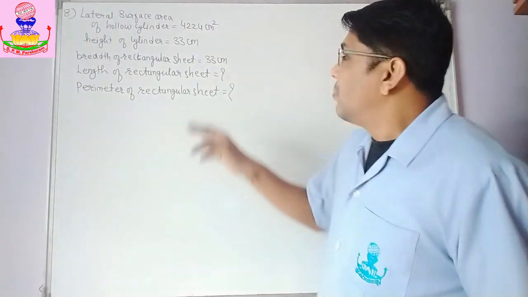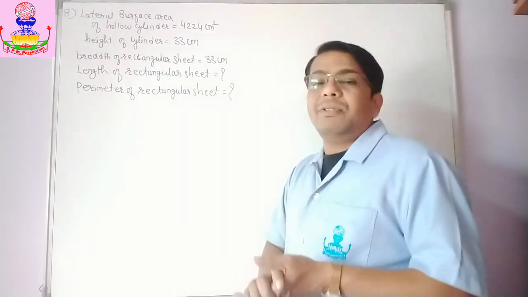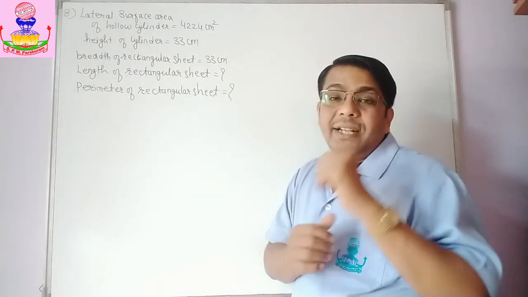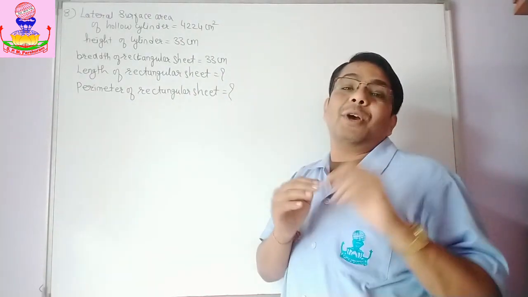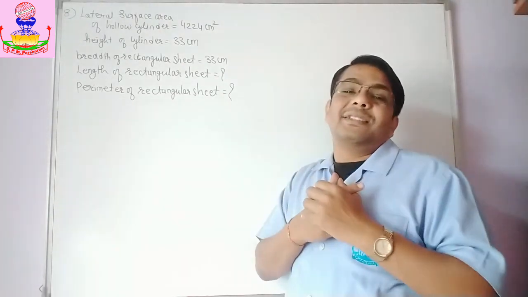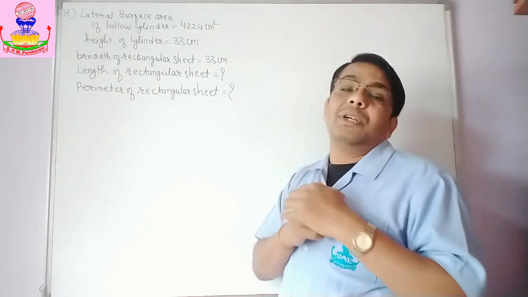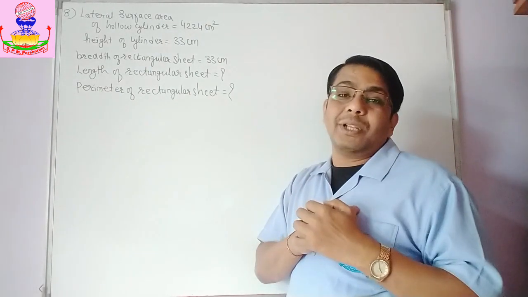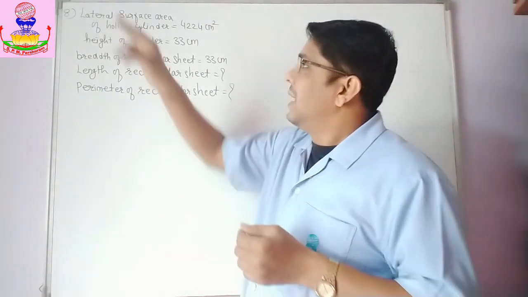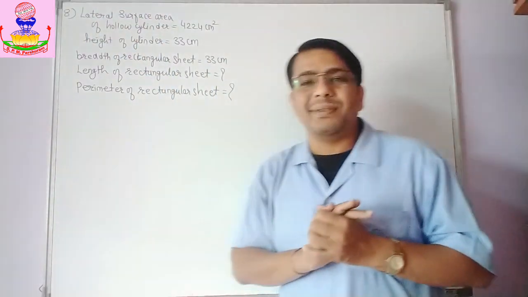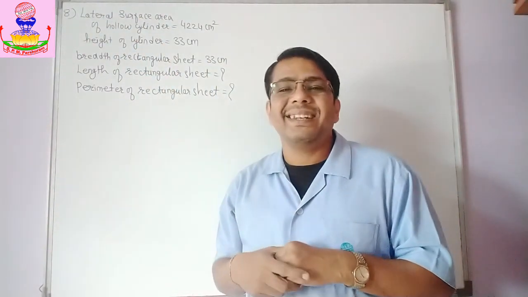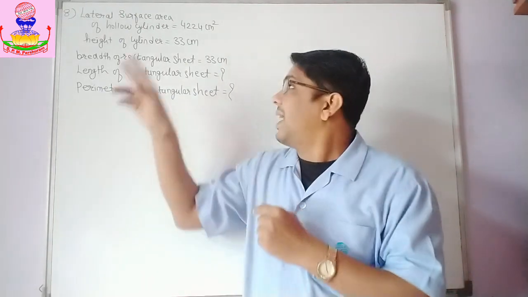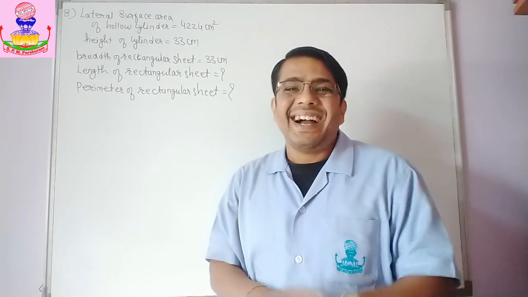Now first we need to find out the length of the rectangular sheet. So how to find out? As I have said, this length is equivalent to the circumference of that circular base. That is, length will be equal to 2 pi r, but I don't know the radius. So first thing is to find out the radius. So how to find the radius? Lateral surface area of the hollow cylinder is given. Do I know the formula? Yes, 2 pi r h. I know h, height is 33.